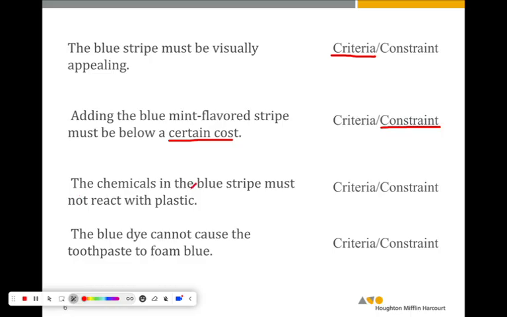The chemicals in the blue stripe must not react with plastic. Okay, is that a criteria, something we want, or is that a limitation, something we must avoid? The blue dye cannot cause the toothpaste to foam blue. Is that a criteria that we want to have, or something we want to avoid?